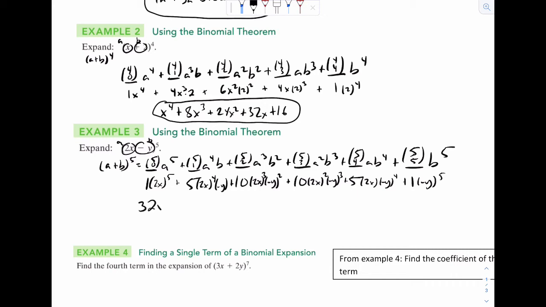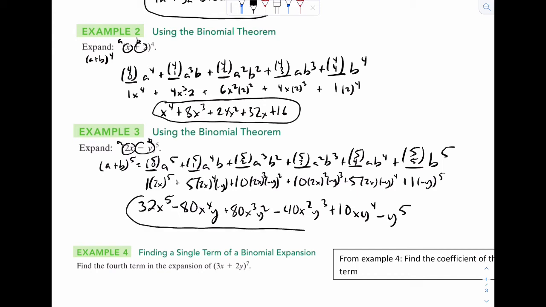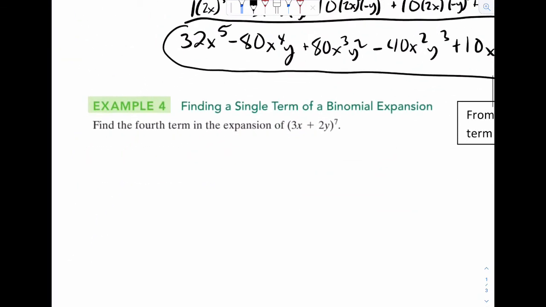So that's 32 x to the 5th minus 80 x to the 4th y plus 80 x cubed y squared minus 40 x squared y cubed. This will be plus 10x y to the 4th, and this would be minus y to the 5th. Okay, circle that. Next one, find the 4th term.